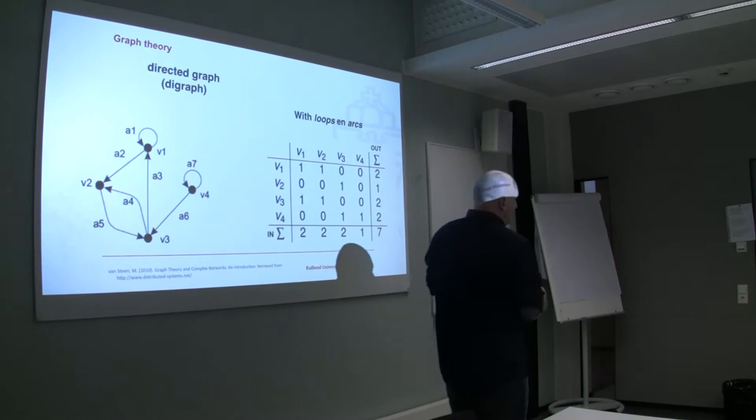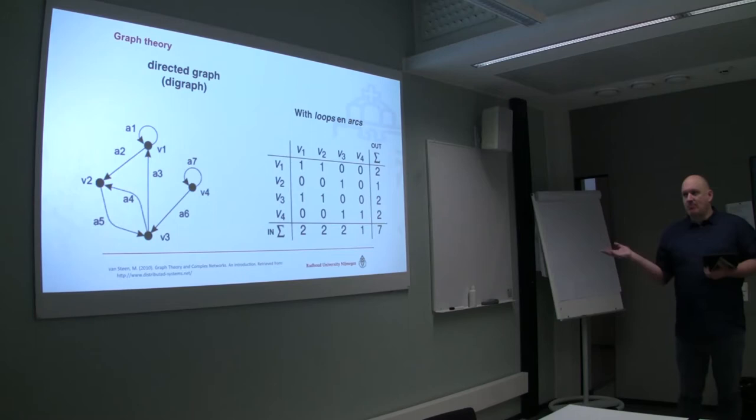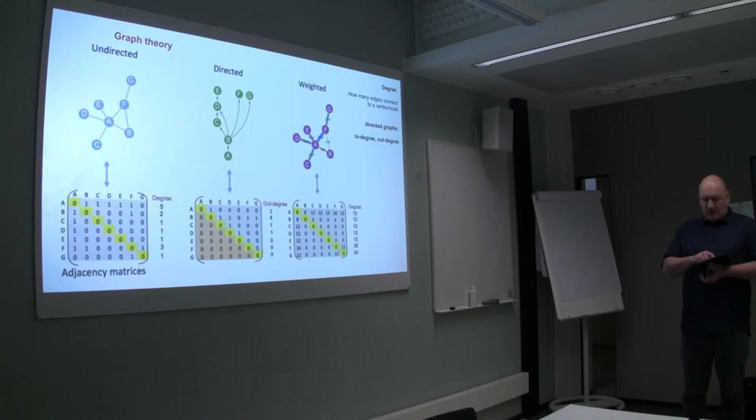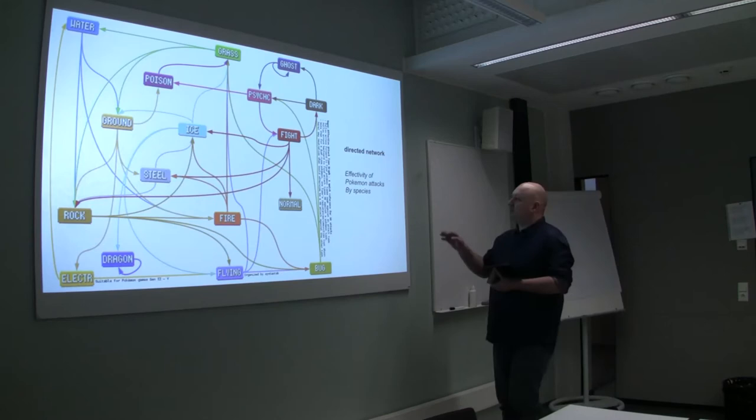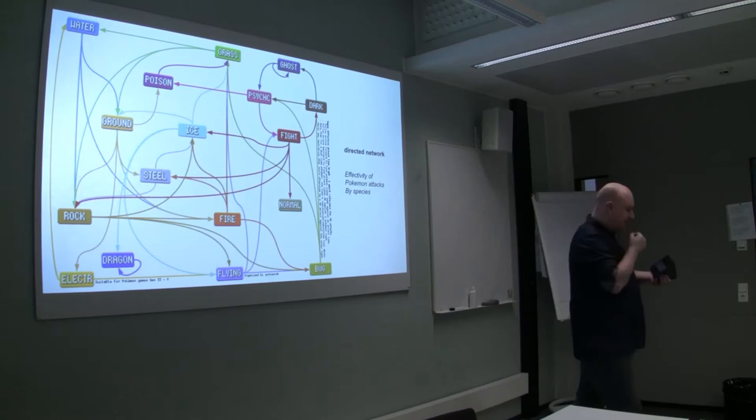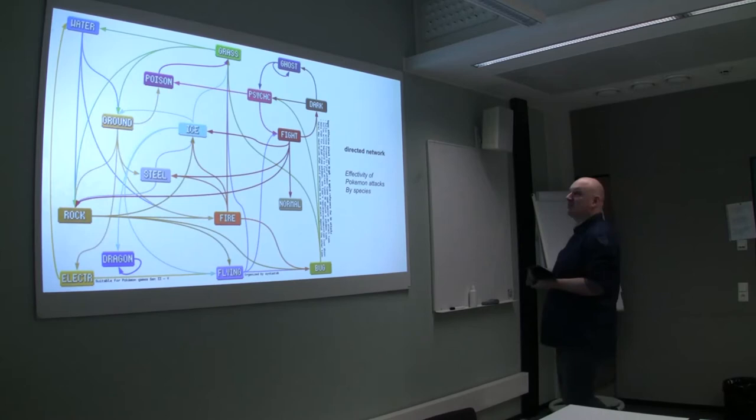These types of graphs have lots of applications. Very important ones, like in logistics for companies, but also maybe not so important, but quite fun. Let me go back. So this is a directed network of the effectivity of Pokemon attacks. If you have a psychic Pokemon, you can do some attacks. I actually don't know how this card game works, but apparently you can make a graph of it and then figure out what to do if you encounter some grass Pokemon or a ghost Pokemon. It's a directed graph.